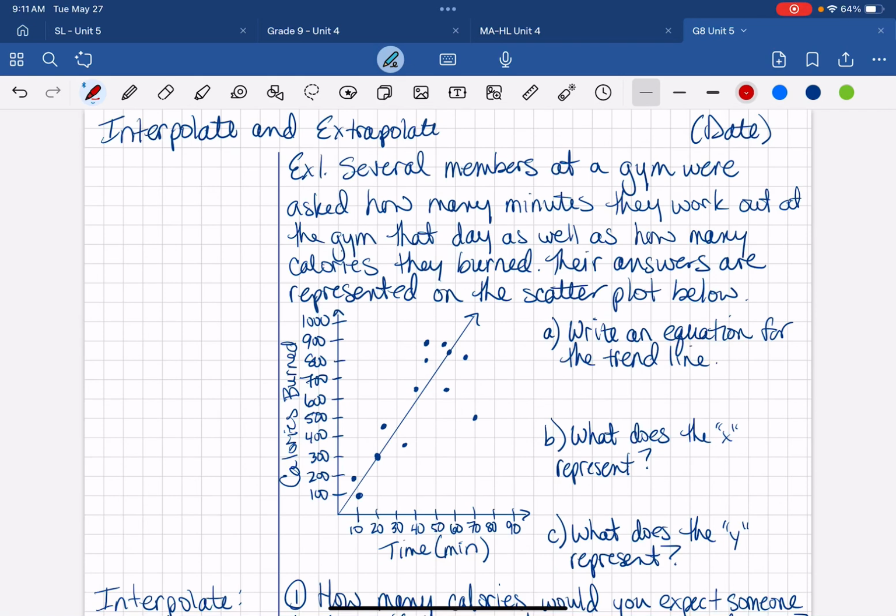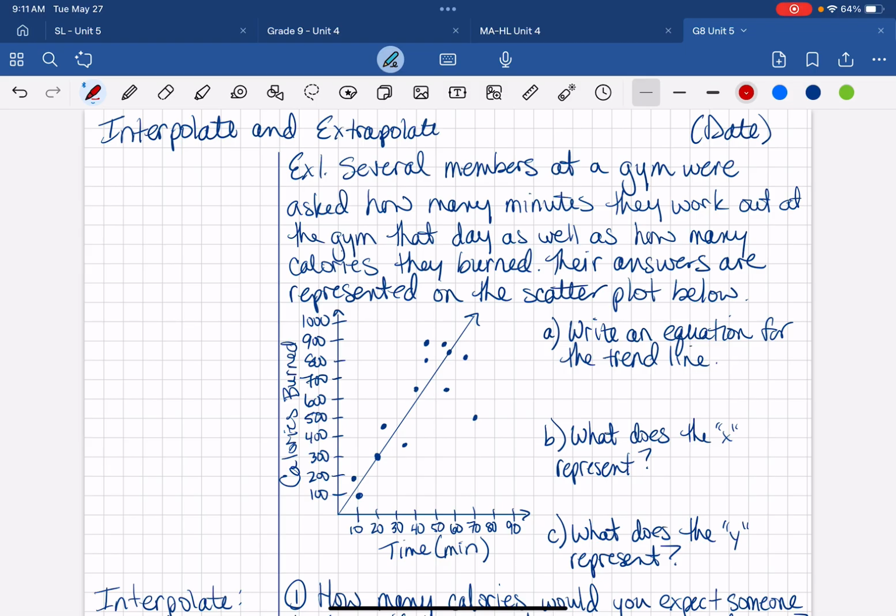Today we're going to talk about interpolate and extrapolate. Go ahead and get the title and today's date, as well as separating your page from left side and right side. So we're going to start with an example, and then I'll explain what interpolate and extrapolate actually are.